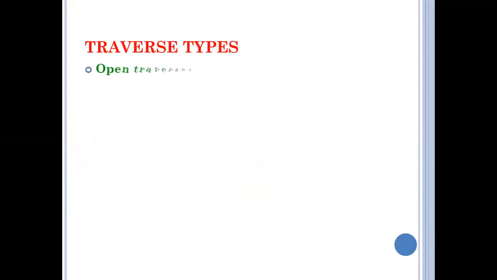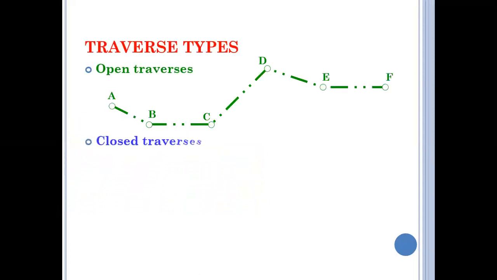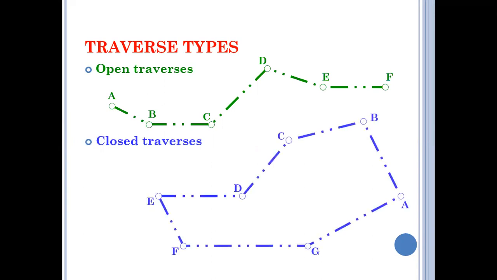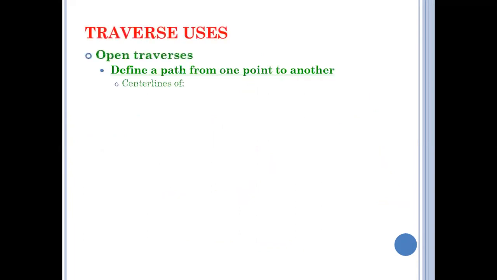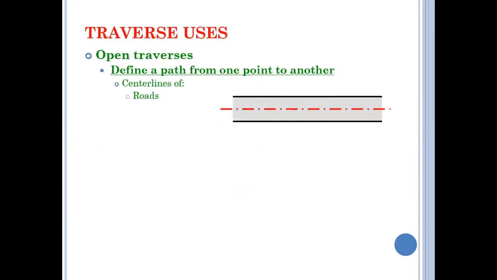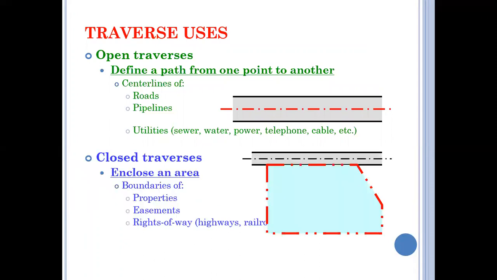So we have two traverse types. Open: we're running a traverse from point A to point F. In a closed traverse, we're running from point A to point G and returning back to the first point, or initial point, point A. The application of an open traverse is that it will define the path from one point to another. It can be a representation for the center lines of roads, pipelines, or utilities. A closed traverse can enclose an area. It can be a representation for the boundaries of properties, easements, or right-of-ways.